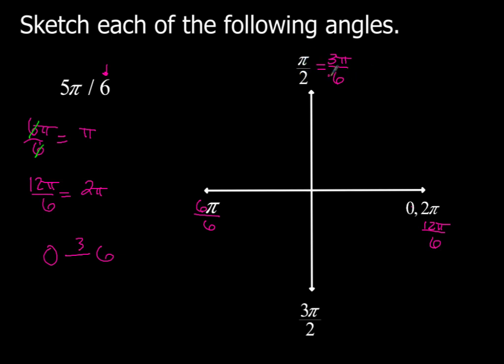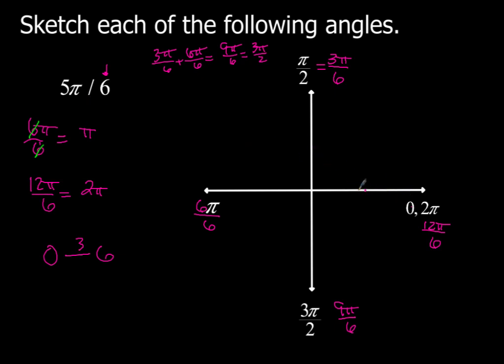Now that top angle, the pi over 2, the 3 pi over 6, I can add to 6 pi over 6. If I add that together, 3 pi over 6 plus 6 pi over 6 would give me 9 pi over 6. Of course, if I reduce 9 pi over 6, I would end up with just 3 pi over 2. So the 3 pi over 2 angle, or 270 degrees, is going to be rewritten as 9 pi over 6.